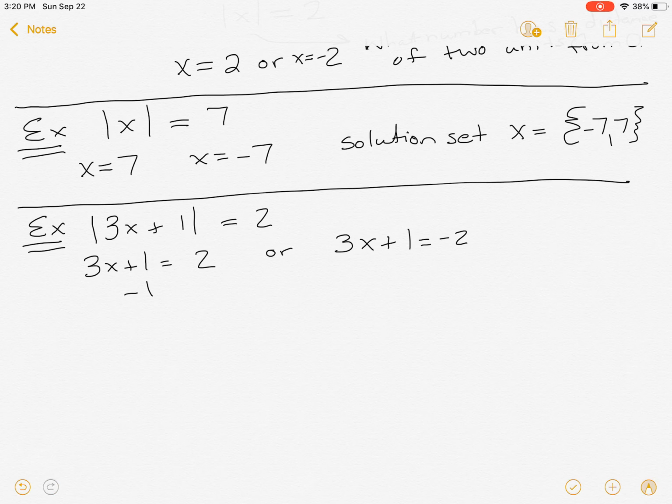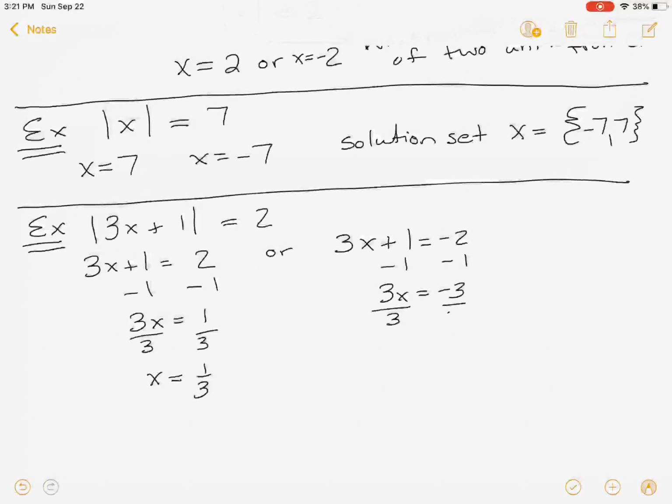Subtract 1 from both sides, so I would have 3x is equal to 1. Then divide both sides by 3, so I'd have x equals 1/3. Now in the other equation I'm going to subtract 1 from both sides: 3x is equal to negative 3. Divide both sides by 3, and I get x is equal to negative 1. So my solution set is x is equal to 1/3 and negative 1.